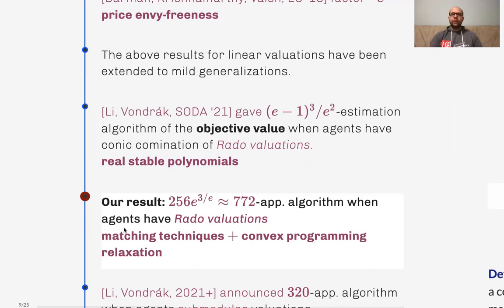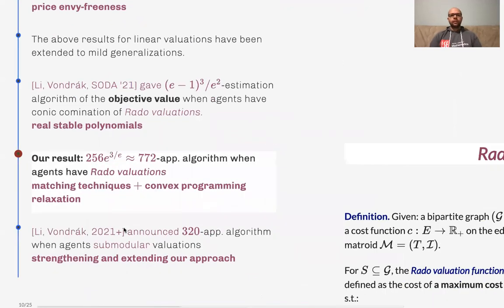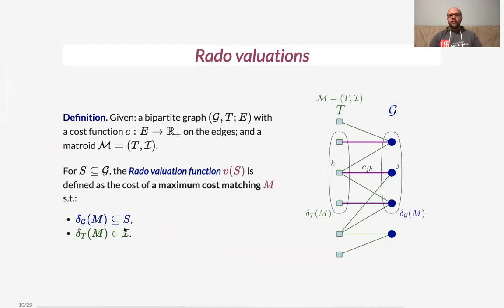Okay, so let me now tell you what Rado valuations are. Each agent i will have Rado valuations, which are specified as follows. Just imagine yourself as an agent, and how will you evaluate a set of goods? You use this graph. These are the goods, and you as an agent have some internal nodes, some hidden layer of nodes here, T, and there is a bipartite graph between the goods and these hidden nodes. Additionally, there's a matroid on the set T.